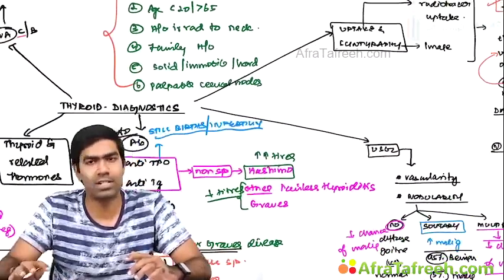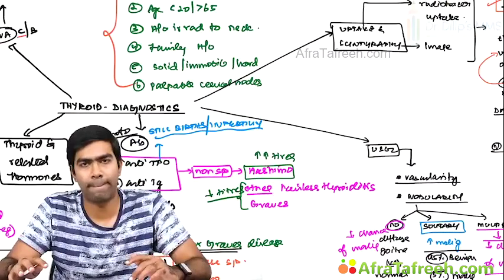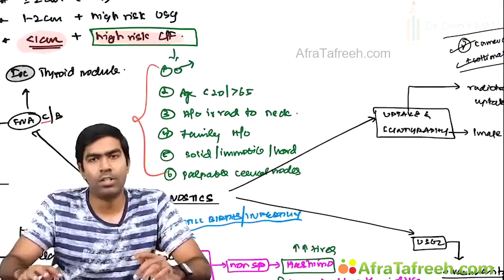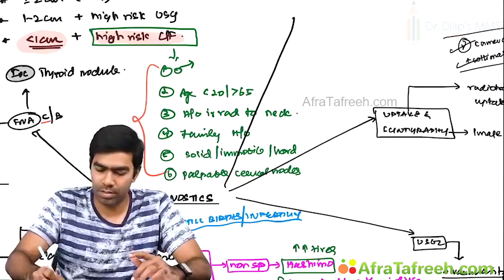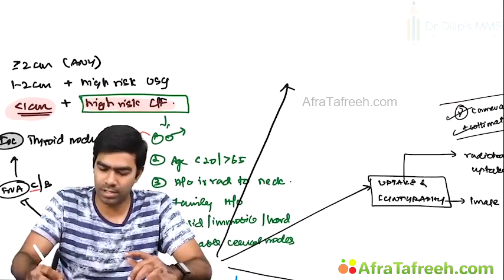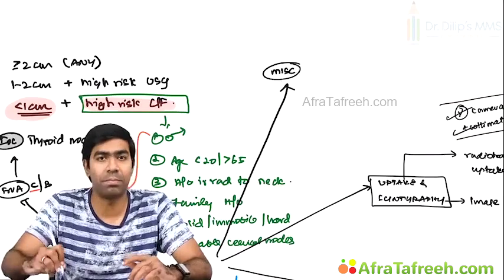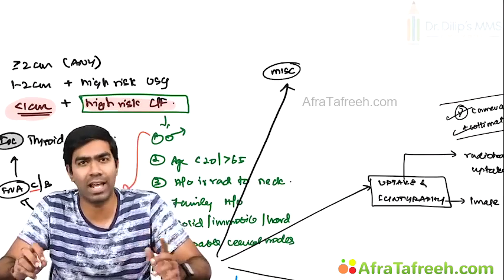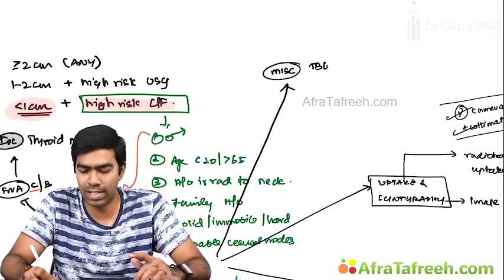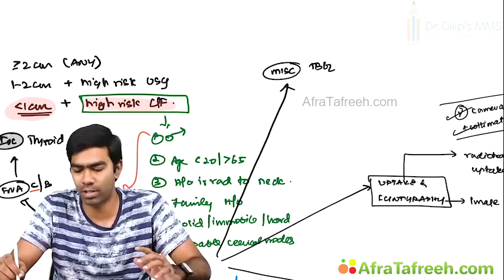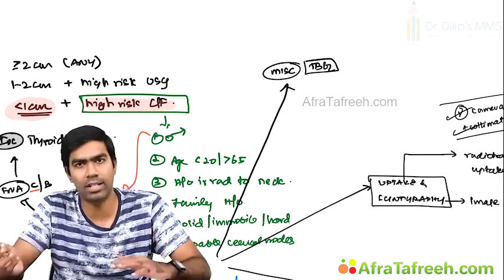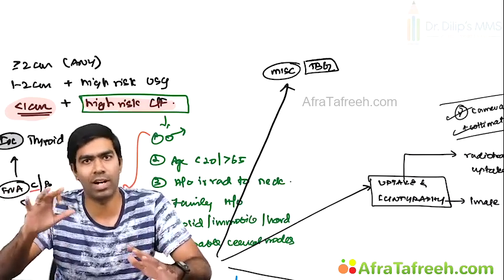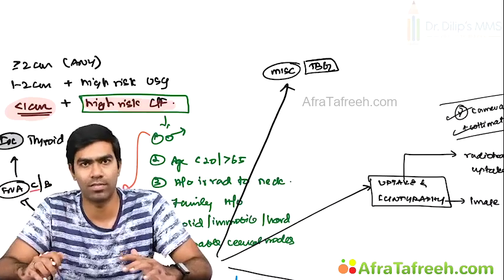So now we have discussed the uptake scans as well. Clear? Next you have some miscellaneous investigations, which are very rarely used. The most important is the TBG, thyroid binding globulin, which is not at all used. You know what are the conditions that increase or decrease the TBG? We have discussed enough and in detail in the physiology section itself.